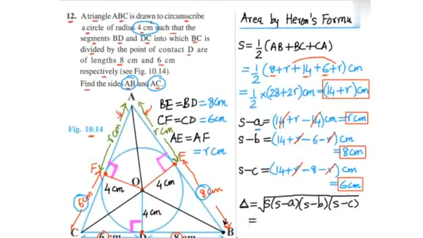Instead of s we write 14 plus r, instead of s minus a we write r, instead of s minus b we write 8, and instead of s minus c we write 6. So the square root of this product, in these many centimeters square, would be the area. Now if you observe the product, you have 8 into 6, that's 48. 48 can be written as 16 into 3, right?